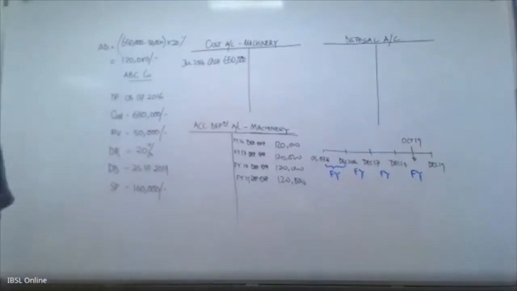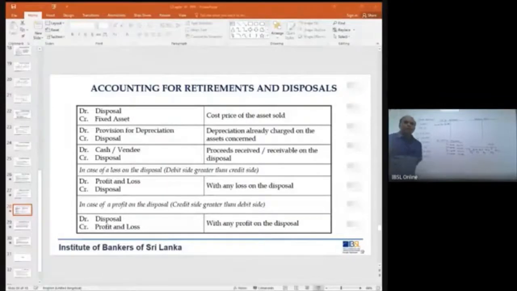First part, debit disposal and credit fixed asset. What do you mean by that? When you are disposing of your asset, the cost of the asset has to go out of the books. It's not the carrying value actually, it's the cost, because depreciation will be reversed separately. In this case, we have 650,000 as the cost, which needs to be removed from the books.